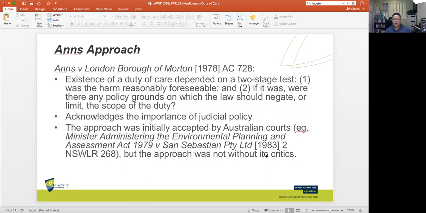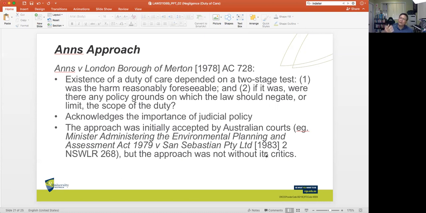But two, if it was, were there any policy grounds on which the law should negate or limit the scope of the duty? This is a crucial point because if you will recall, in the first video, the welcome video to the unit, I had mentioned that my son, who's now 19, suffered a big gash on his left foot, which was almost severe, when he stepped on glass, on the rocks, as he was trying to jump off a rock formation in a quarry in Caboolture.